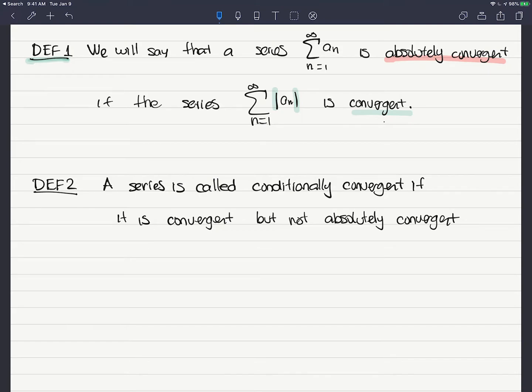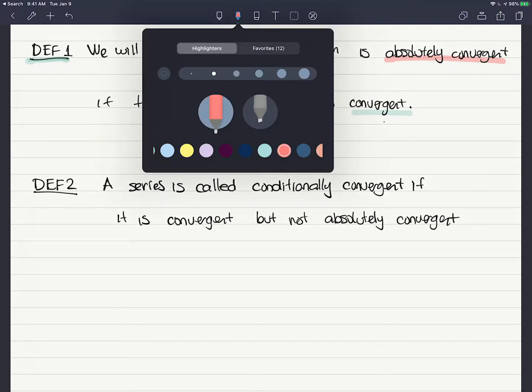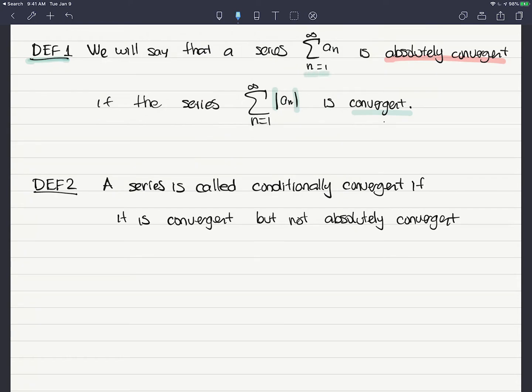So how are these different? Well, my original series could have negative terms, right? That's a big idea. This a_n could have been positive or negative, and here we're making all the terms positive, so we're ignoring any negative signs. Sometimes one will converge and the other will not, or sometimes both will converge.